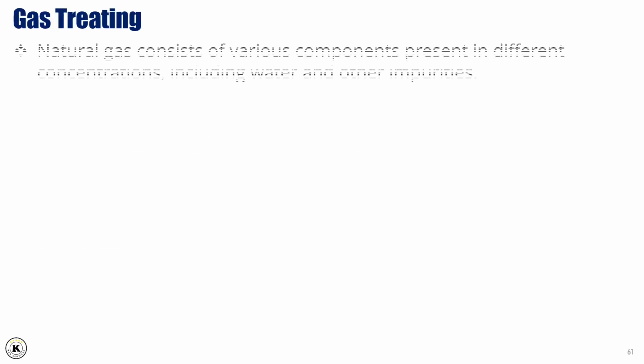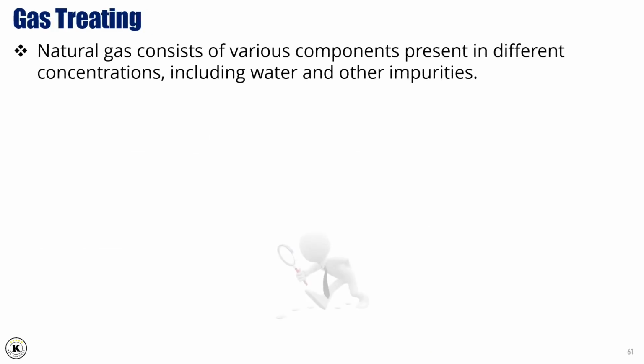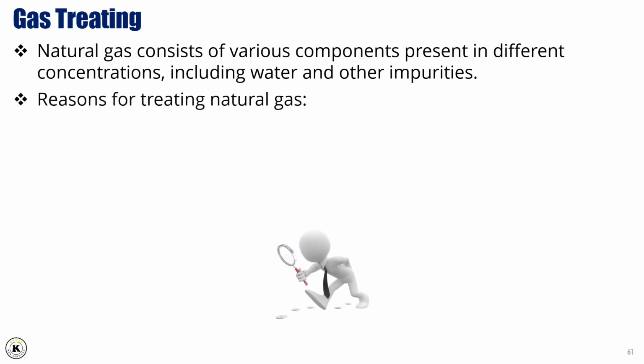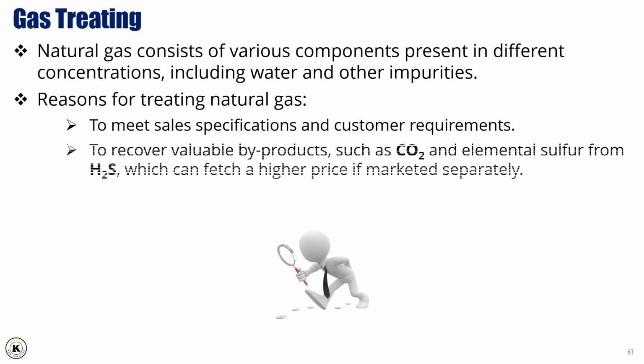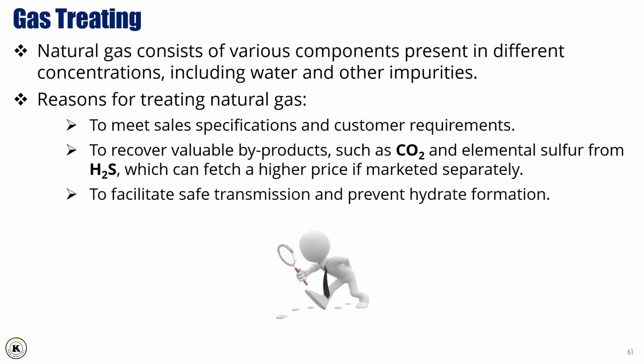Gas treating. Natural gas consists of various components present in different concentrations, including water and other impurities. Reasons for treating natural gas. First, to meet sales specifications and customer requirements. Second, to recover valuable byproducts, such as CO2 and elemental sulfur from H2S, which can fetch a higher price if marketed separately. And third, to facilitate safe transmission and prevent hydrate formation.